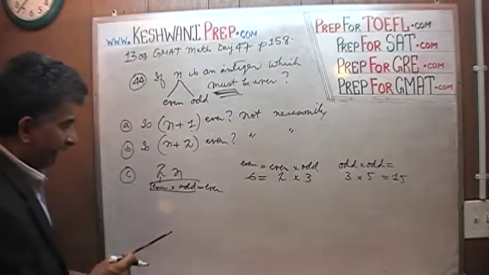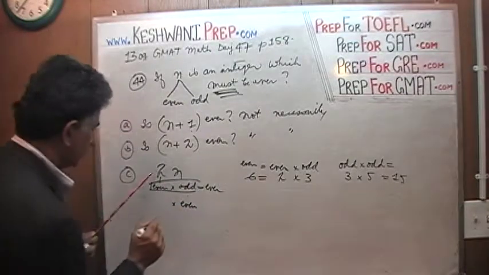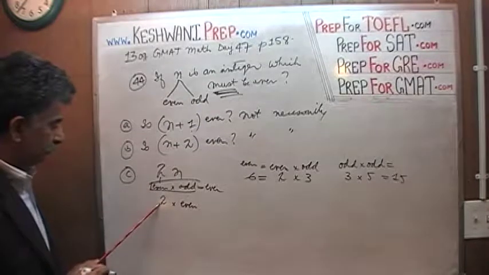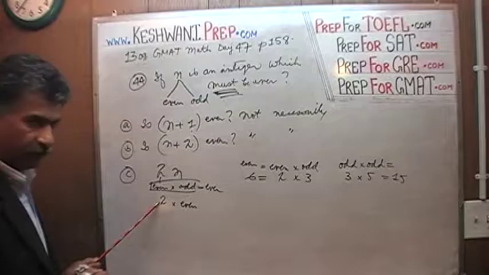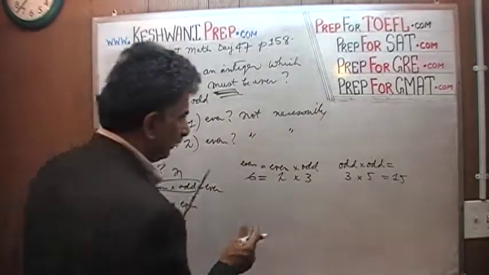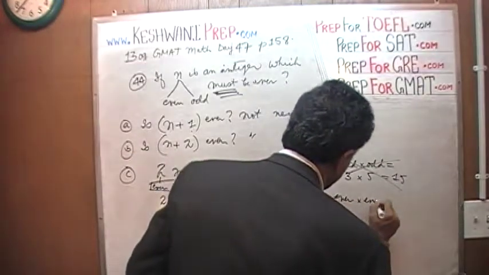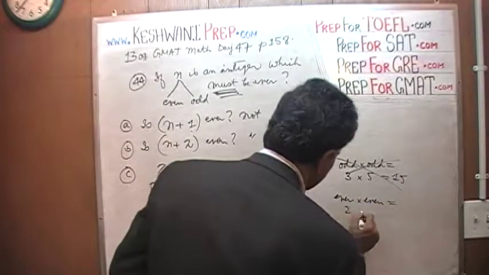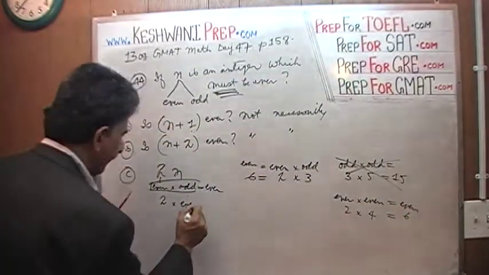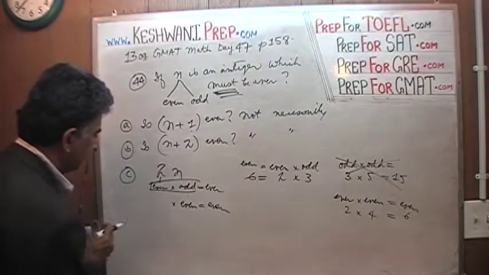But what if n happens to be even? If n happens to be even, 2 of course is already even. I'm not going to put down 2 even here. I'm going to actually put down 2 here to emphasize. 2, which is an even times even. We're not looking for this part. Even times even. 2 times 4 is even. So it doesn't matter.